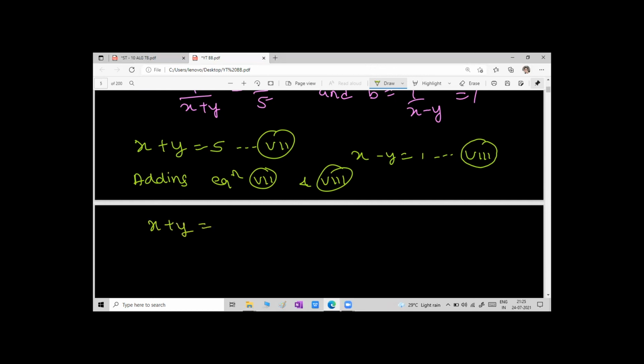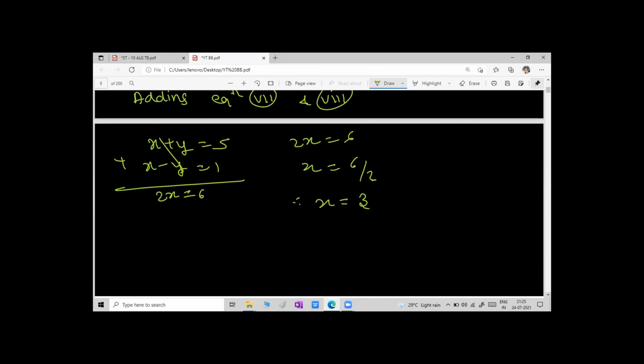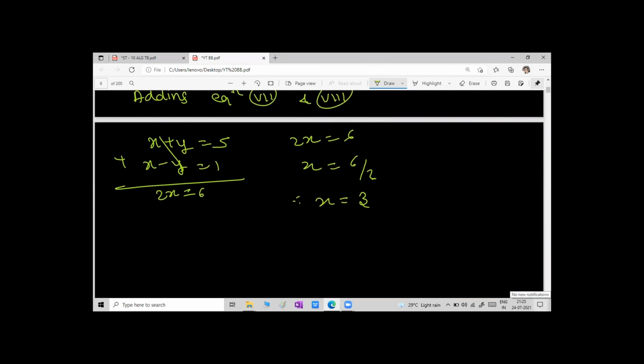Shall I add and show you all? I thought you all could do it directly, but we don't want to take risk, so we will solve it here. This gives 2x is equal to 6. 2x is equal to 6 guys. x is equal to 6 by 2, x is equal to 3. Isn't it? Sorry for the handwriting, but naturally we have to write at the same speed as we speak to maintain the link.